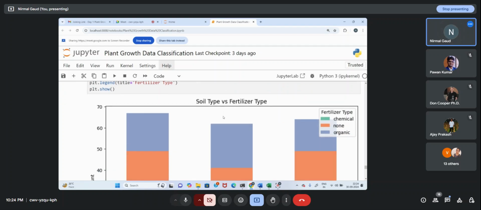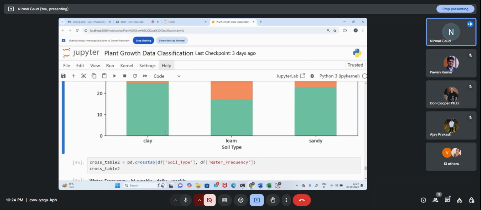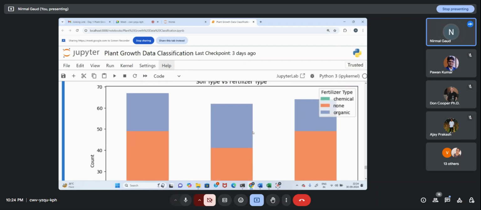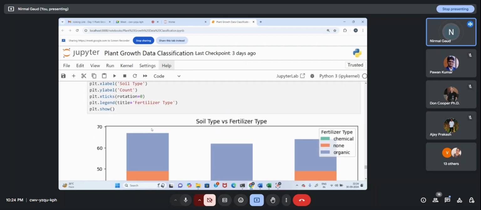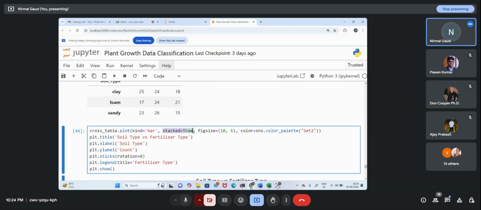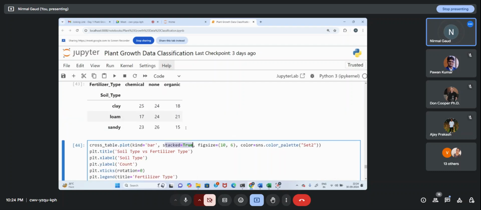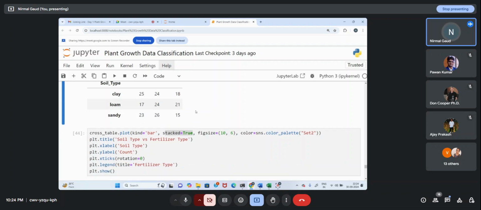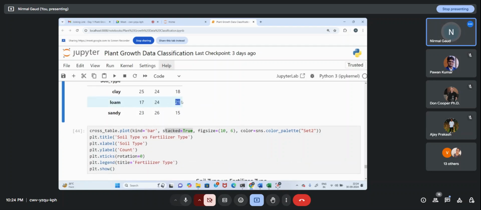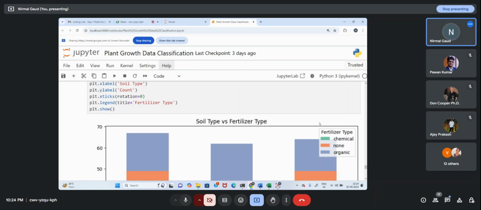Okay, I made this plot also, a bar plot for the cross tabulation, for clay, loam, and sandy. Whatever the numbers are here, they will be displayed in a stack. This is a stacked bar plot, so you can make a bar plot with stacking. So 25, 24, and 18 will be one above the other for the clay. 17, 24, and 21 will be one above the other for loam, and 23, 26, and 15 will be one above the other. That's what we'll be having in the stacked plot.